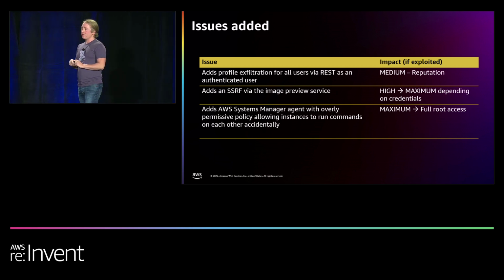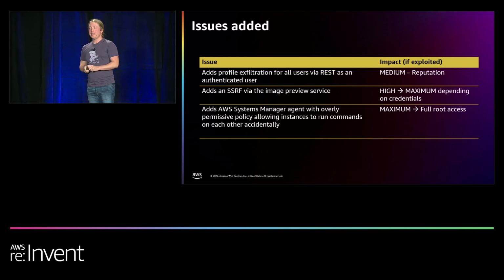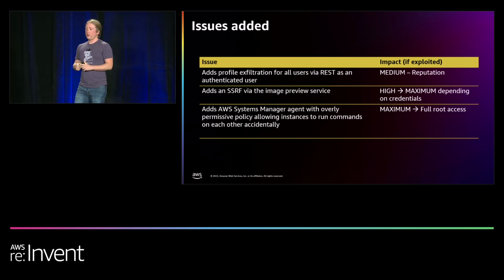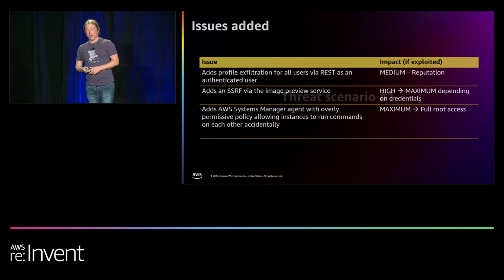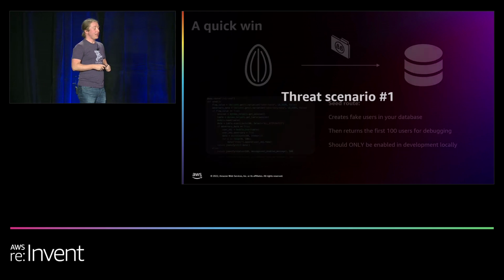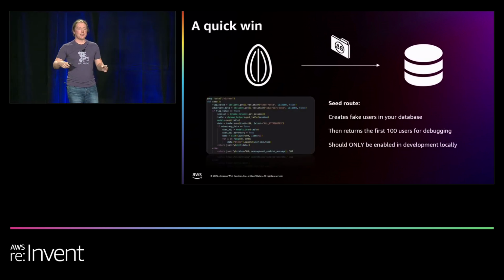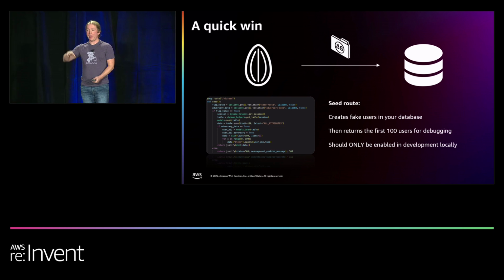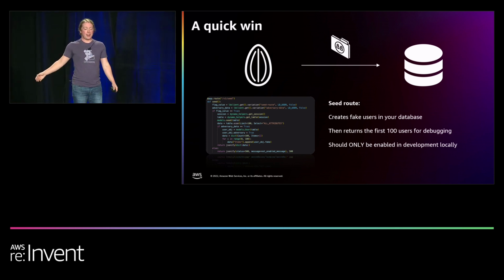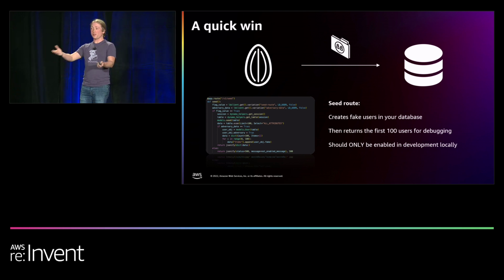And then we also have the Systems Manager agent on these things, but whoever wrote the task role for this just kind of hacked it on rather than adopting the AWS managed policies, and that hasn't been caught either. So we have a variety of risks as part of this. If we were to walk through these individually as threat scenarios, we have this seed route, which you have to get some users in an app for demos. This should only ever be on in development. It's supposed to create 100 users and then return a paginated user list from the database.